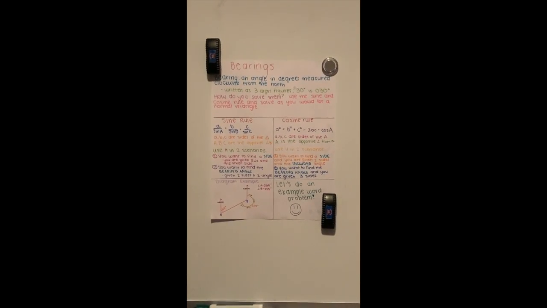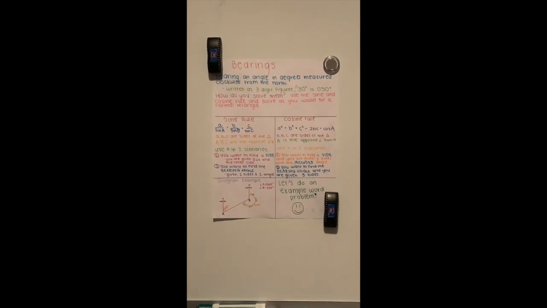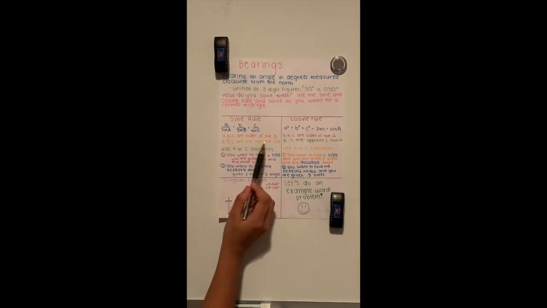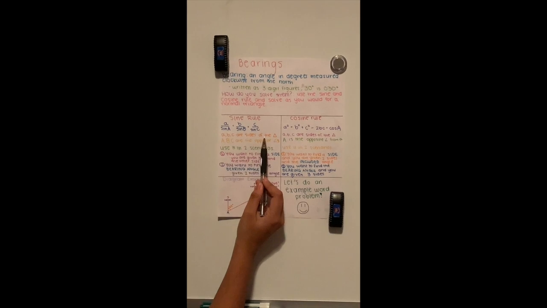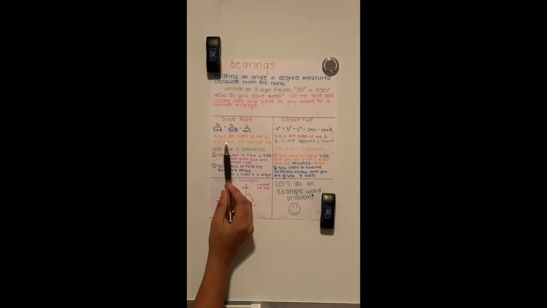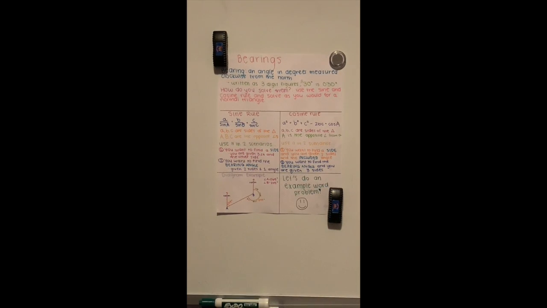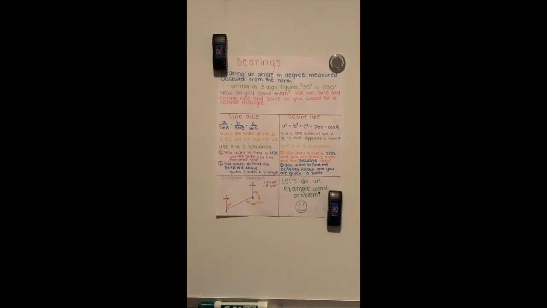The sine rule is a over sine A, b over sine B, and c over sine C. The lowercase letters in the numerator represent the sides of the triangle, and the uppercase letters are the opposite angles from those sides. You use the sine rule in 2 different scenarios.